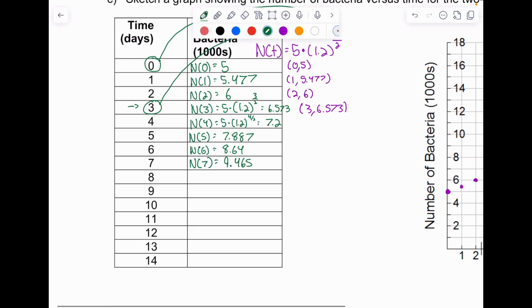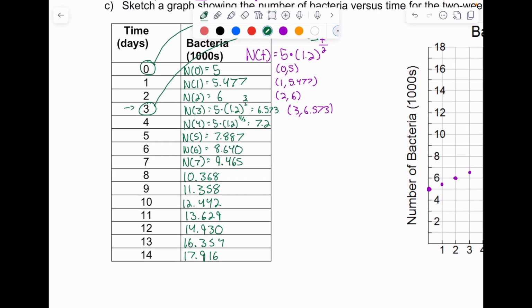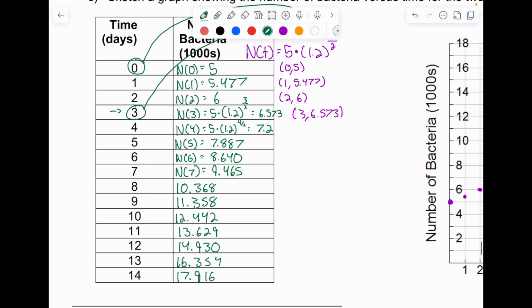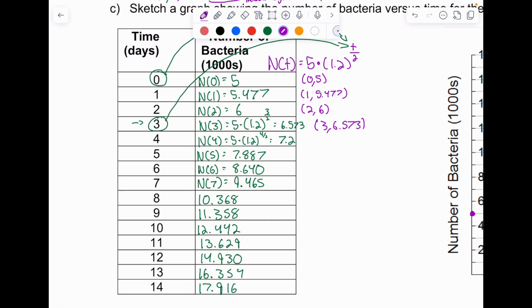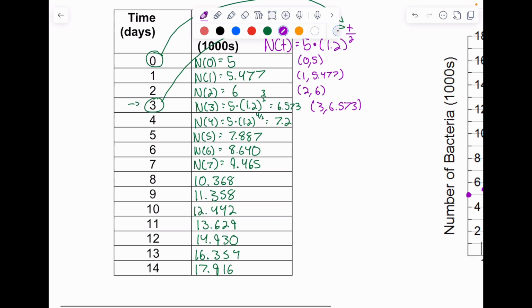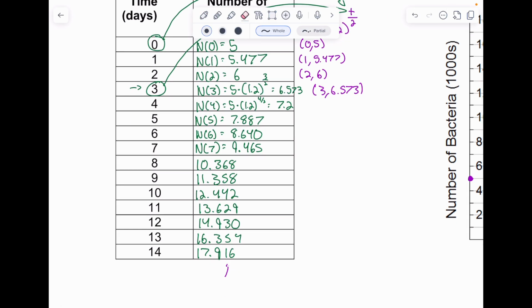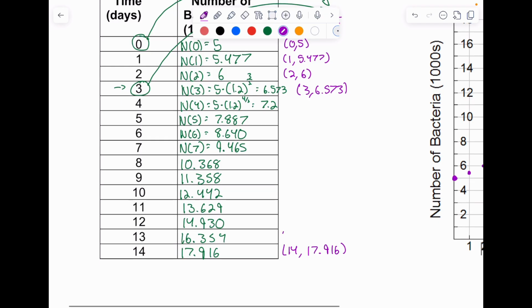Actually, you know what? I'm just going to pause the video and I'll play again from when I have all these filled in. So there's no need to watch me calculate all these. Okay, perfect. Welcome back, and I now have all the values filled in. If you need to, just pause the video and write them down. But you can see I put them all to the thousandths decimal place. And once again, you are finding ordered pairs here. For example, this last one is at the x coordinate of 14 and the y coordinate of 17.916.